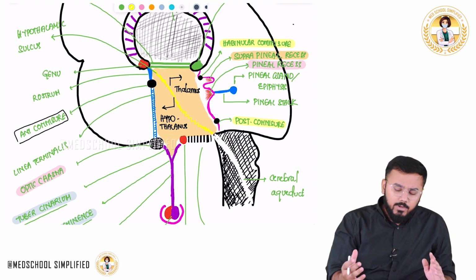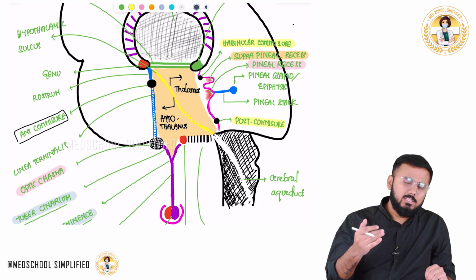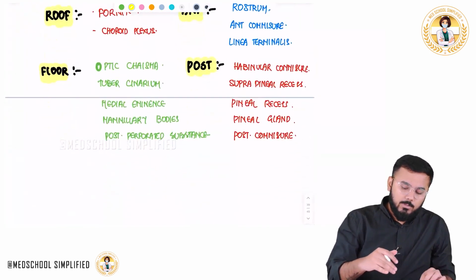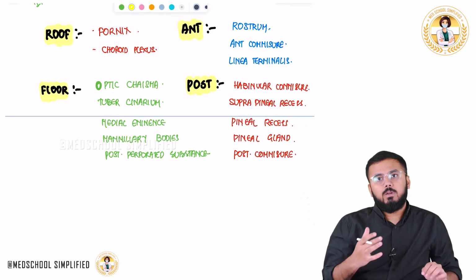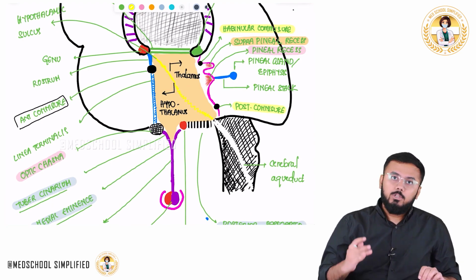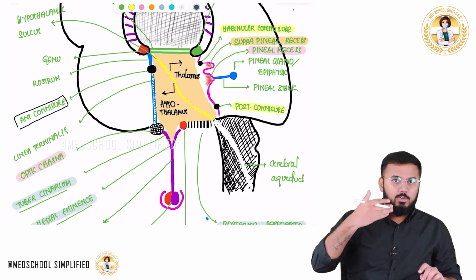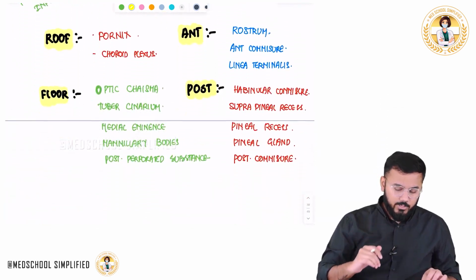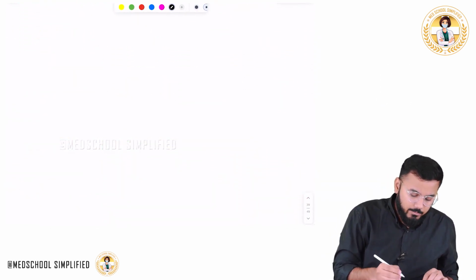Not only that, we will even discuss the additional structures that are located to the roof and to the floor also. Some of the structures whatever I have written here are missing. Why are they missing? Because you cannot see them from this view. So we will make a coronal section, and from the front we will look at what structures are located. So first we will draw the coronal section of the brain.